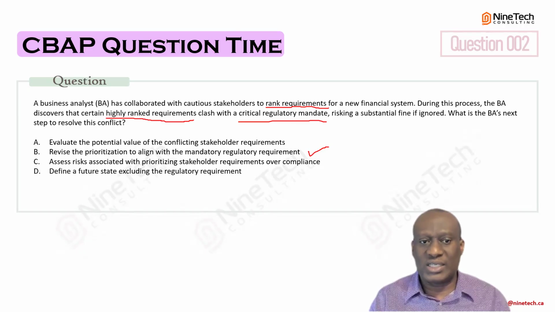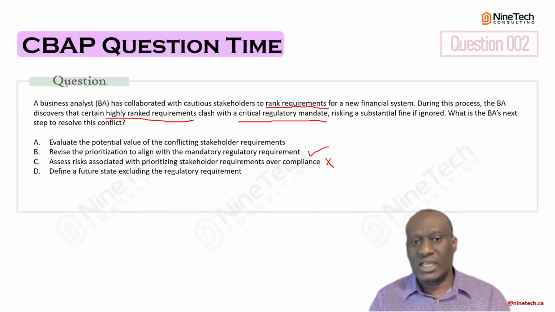Assess risk associated with prioritization, prioritizing stakeholder requirements over compliance. This is talking about risk assessment, maybe not for now. Define a future state excluding the regulatory requirement. Now, I want to say, if you have a regulatory mandate, never ever ignore it. Regulatory mandate is very important, it's strategic, and it's critical to the success of any organization.